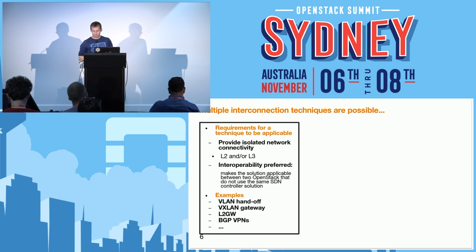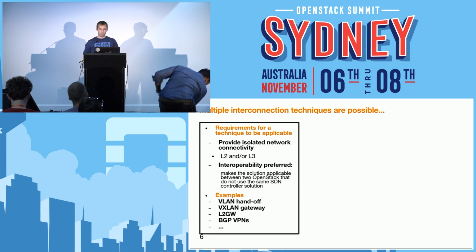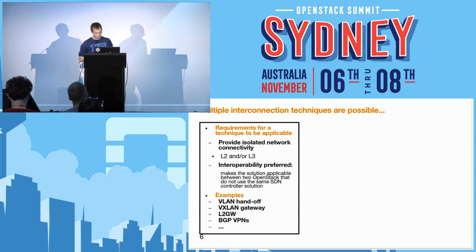So here are a few examples. We can use VLANs to realize interconnections, two switches face-to-face with a VLAN in between. Whether it's appealing or not is another question. VXLAN gateways could be an option. The L2 gateway project in Neutron could be a possibility as well. And the last one I want to mention is BGP VPNs. It's actually one that we had in mind when preparing this proposal, and I will focus on it now.